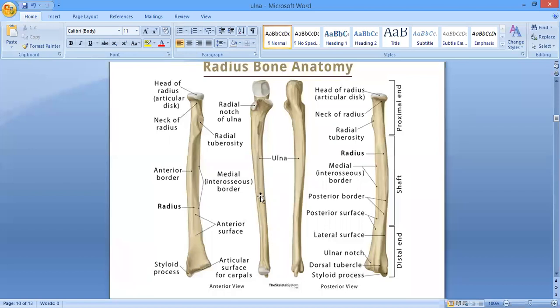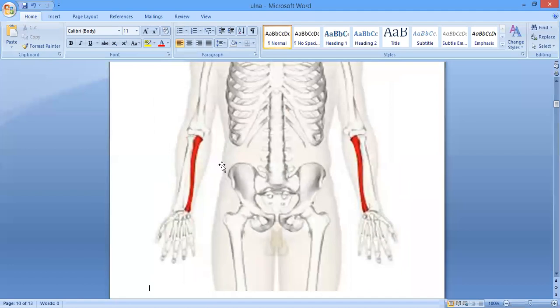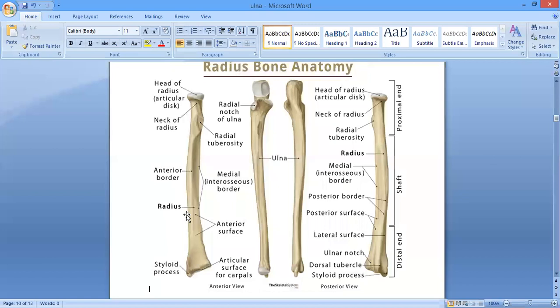What would be the extent of this bone? You see, it is extending from the elbow to the medial aspect of the wrist. It extends from the elbow up to the medial aspect of the wrist. We'll talk about the side determination.